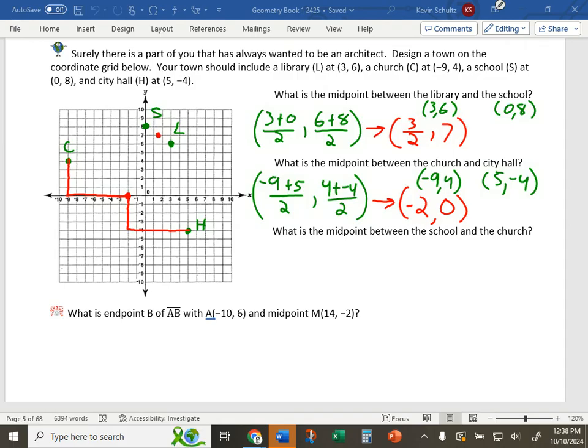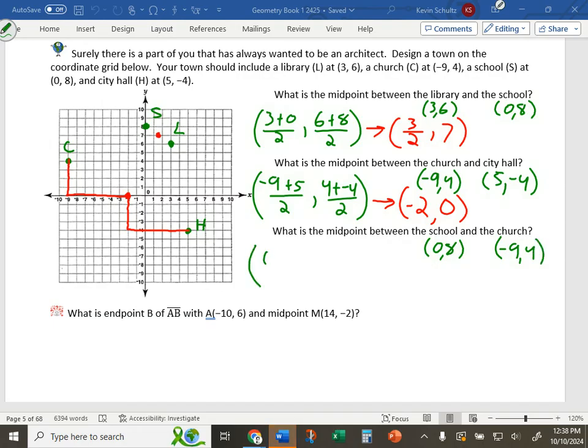Who likes geometry more than algebra? Wait, wait. Who likes geometry more than algebra? It's pretty easy. I like 3 over 2. I like math too. We were learning 3-digit addition.